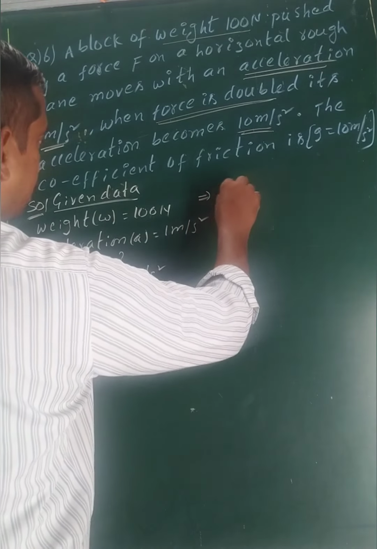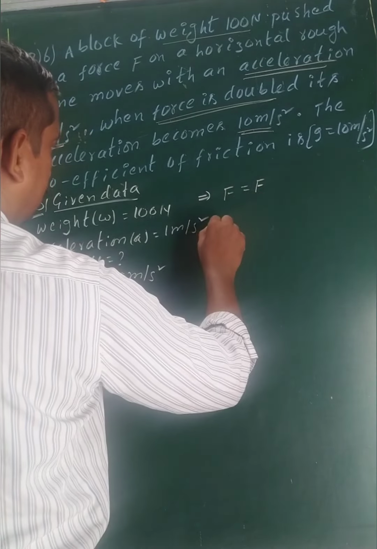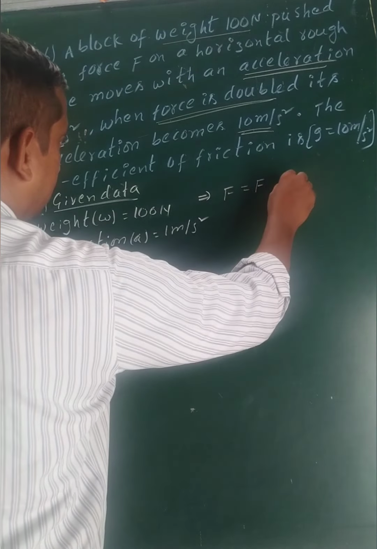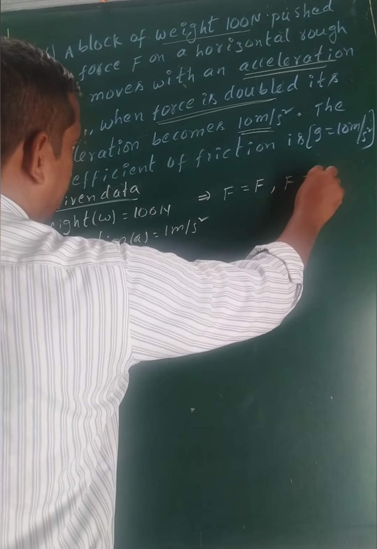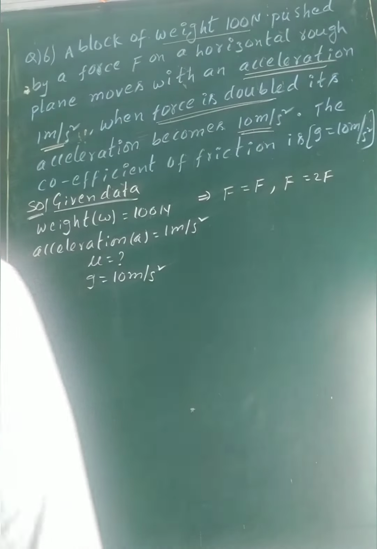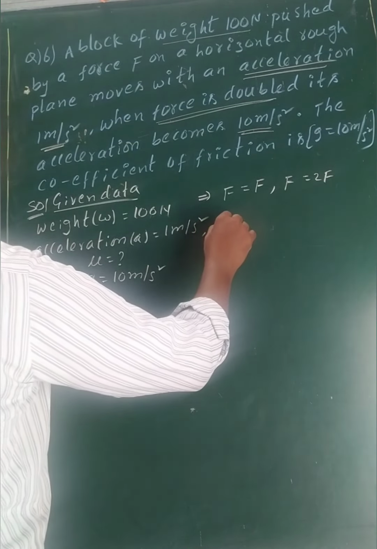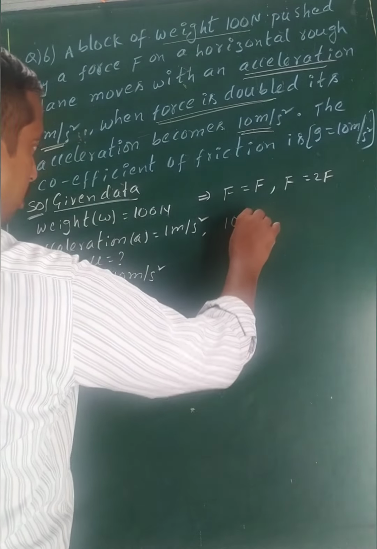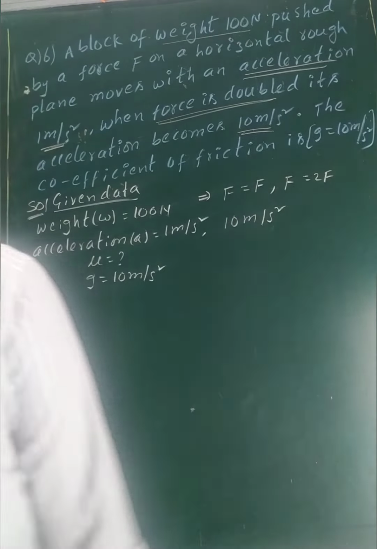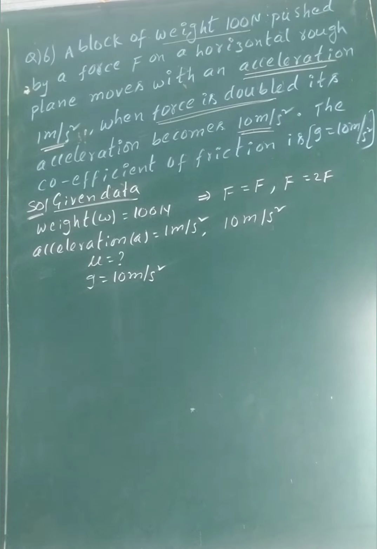Initial force is F. After that the force is made double, means 2F. Initial acceleration is 1 meter per second square, next one is given as 10 meter per second square. When force is doubled, acceleration also changes.